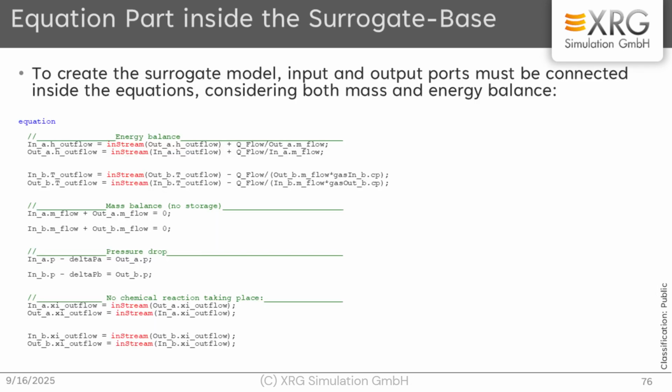This is the way the model, or the surrogate model, is created. This is what I talked about earlier, this energy balance and the mass balance. We see the energy balance, we have this Q flow. This Q flow is the prediction of our neural network, and on one side it's added, and on the other side it's subtracted, and so this is a way we can ensure that our model is physical.